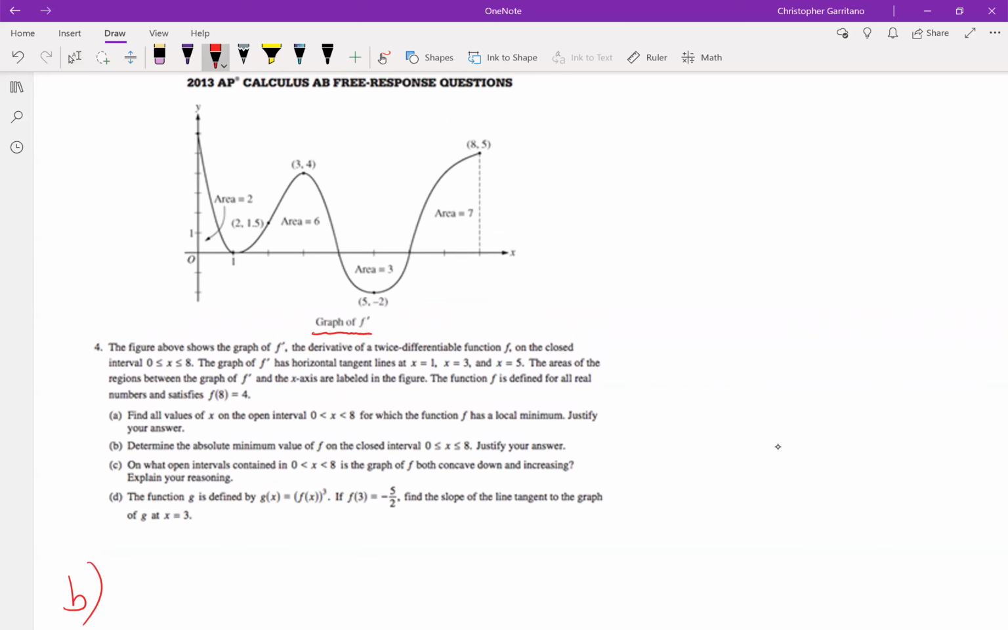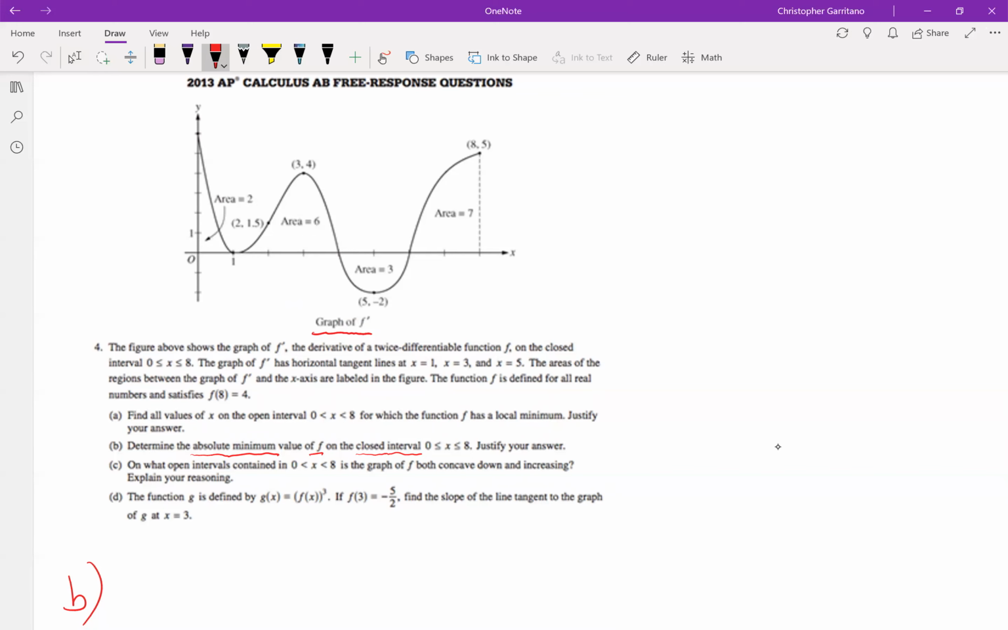We want to determine the absolute minimum of f. So we want to find the absolute minimum of a function that we're not given. We're given f prime. And they use the phrase closed interval. All right, so a few things here. Absolute minimum, closed interval. This should indicate to you that when we find this minimum for this problem, we're going to be using the table of values.